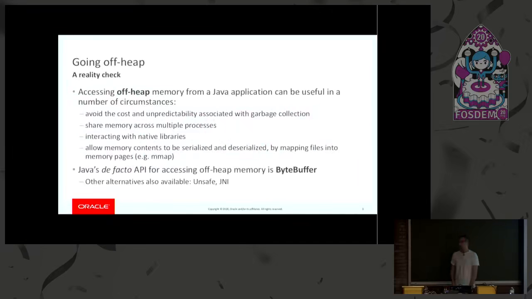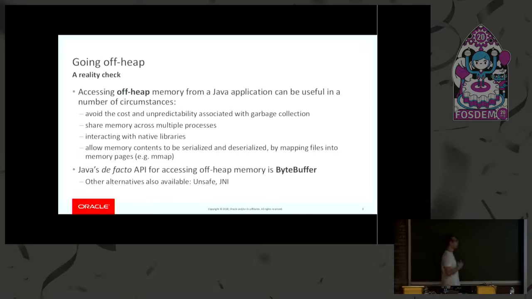So there are a number of situations as to why people may want to reach for off-heap memory. Probably the primary one is to avoid all the costs associated with GC. Now we have Shenandoah, we have ZGC, so we have much better GC than we did in the past, but still there are cases where, for example, when you want to do a real-time application, you may just want to entirely avoid GC pauses.